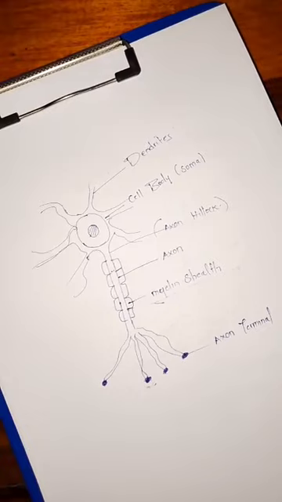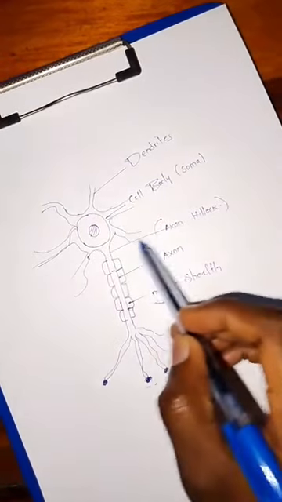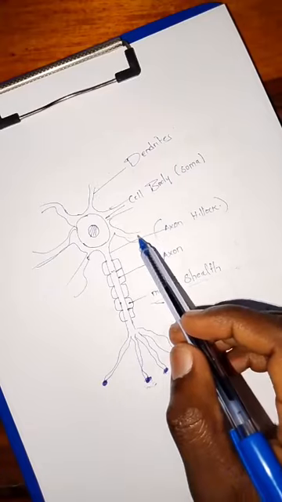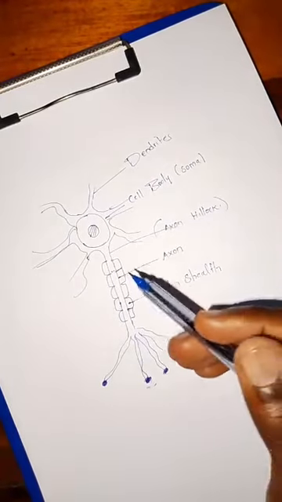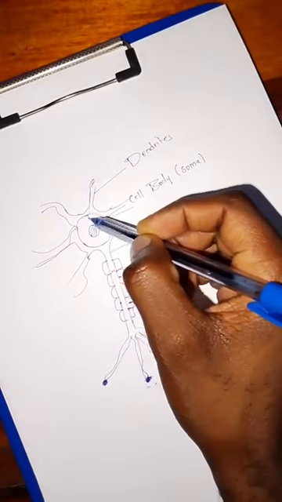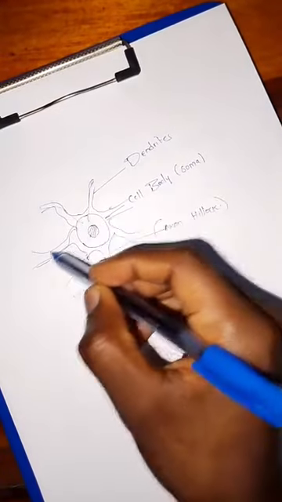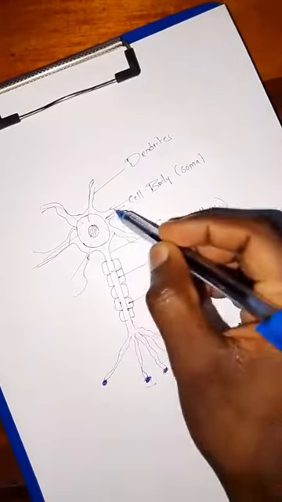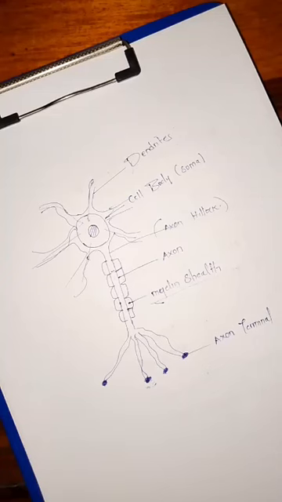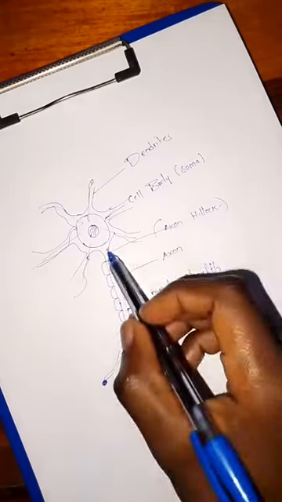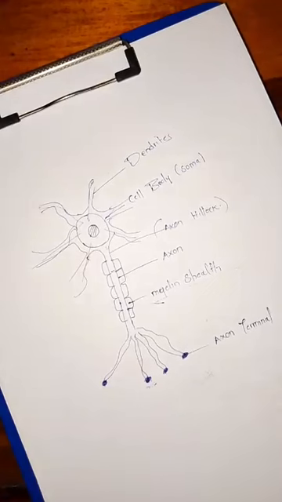They are branch-like projections that are involved in receiving signals from other neurons or from other sensory receptors. When they receive information, they transmit it towards the cell body. The cell body will receive that information, integrate the incoming signals from the dendrites, and then send it via the axon to the other neuron or the effector organ. That is the function of the cell body.